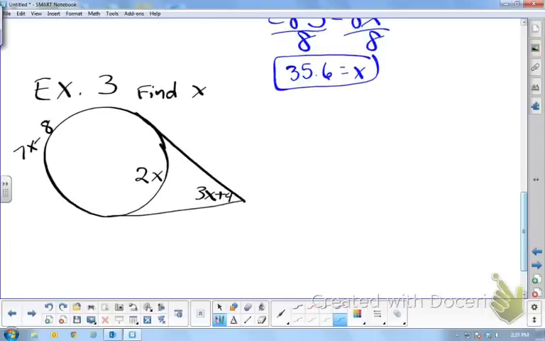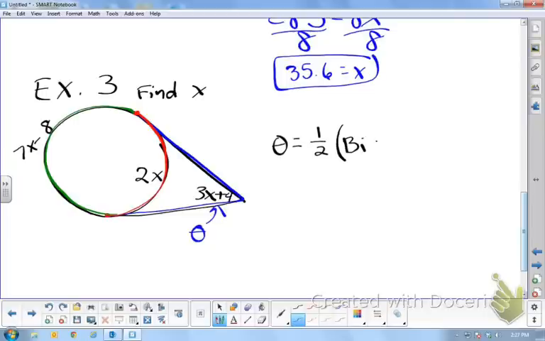So again, I'm going to start by highlighting my various arcs and the lines used. So my lines are outside the circle, and the lines are what create the angle, so we know 3x plus 4, that's theta. The arc is where my lines hit the circle. So there's one arc, and then the other arc is the rest of the circle. So again, we set up an equation that we can solve. This time it's theta equals 1/2 times the big arc minus the small arc.